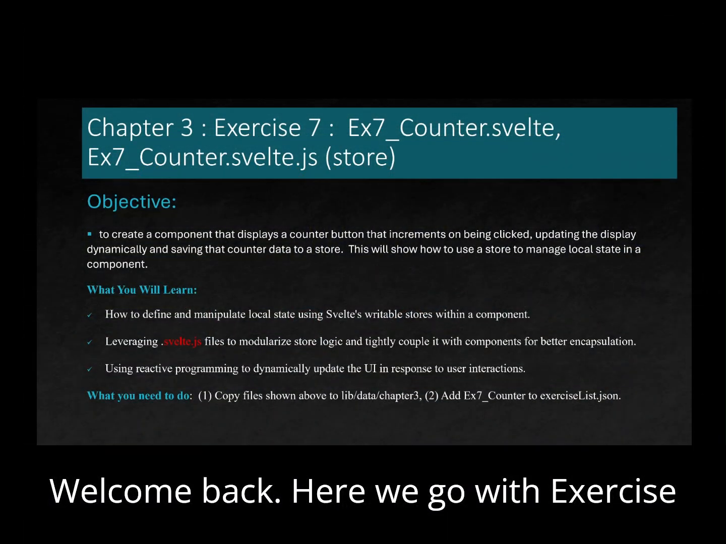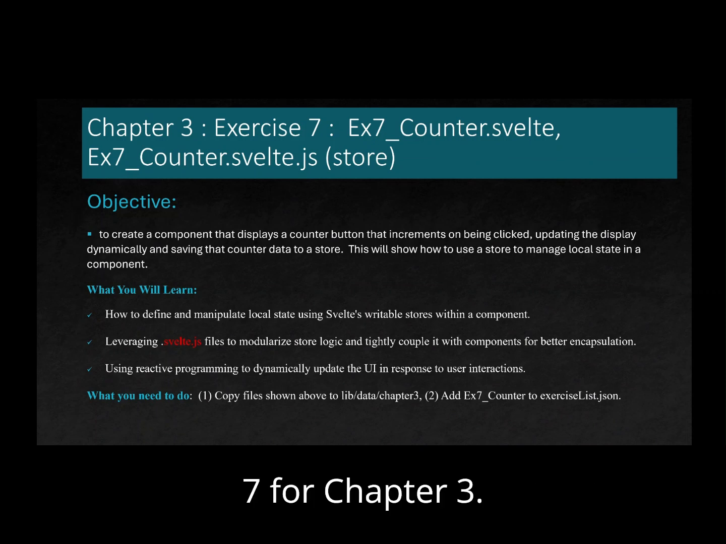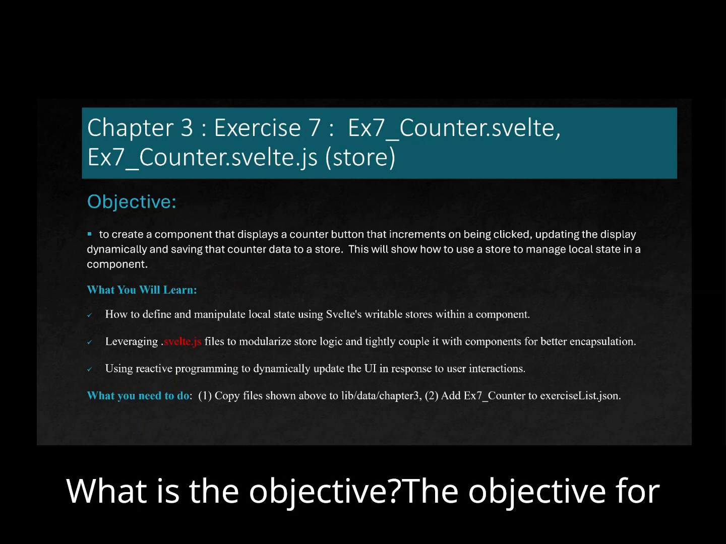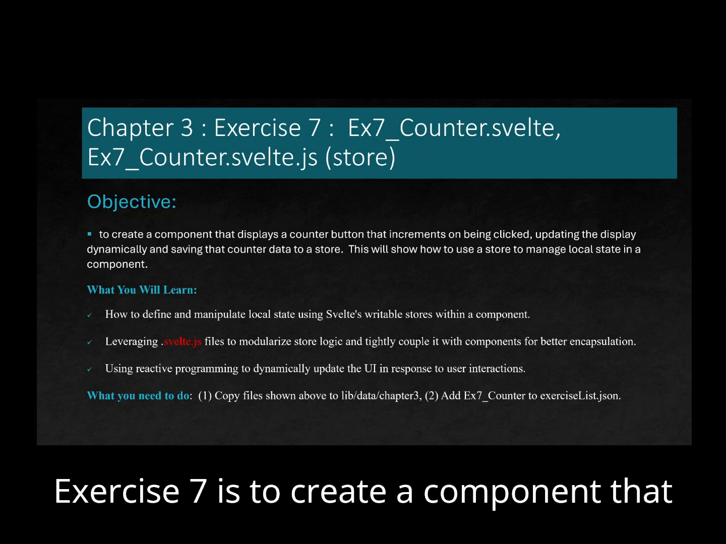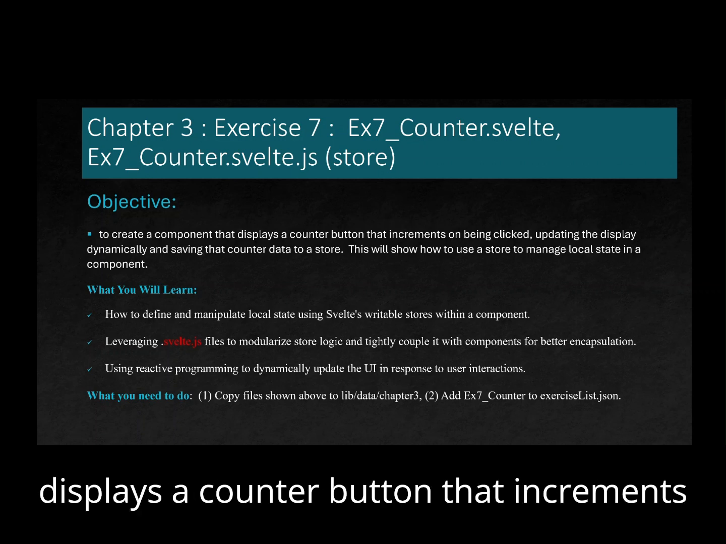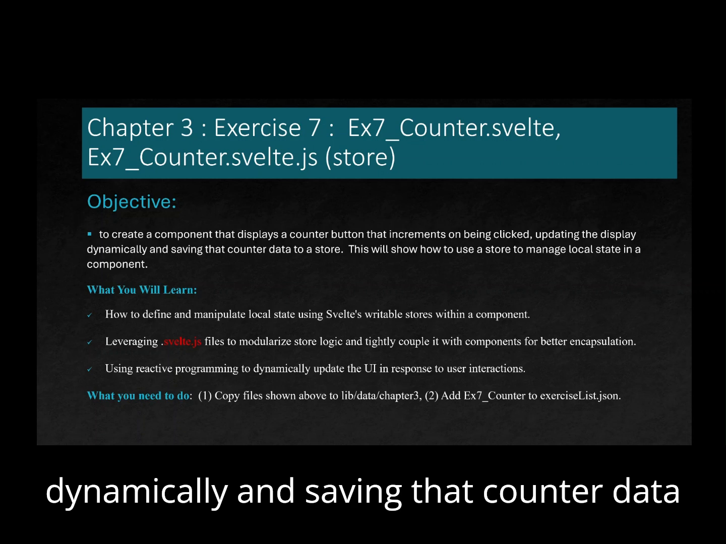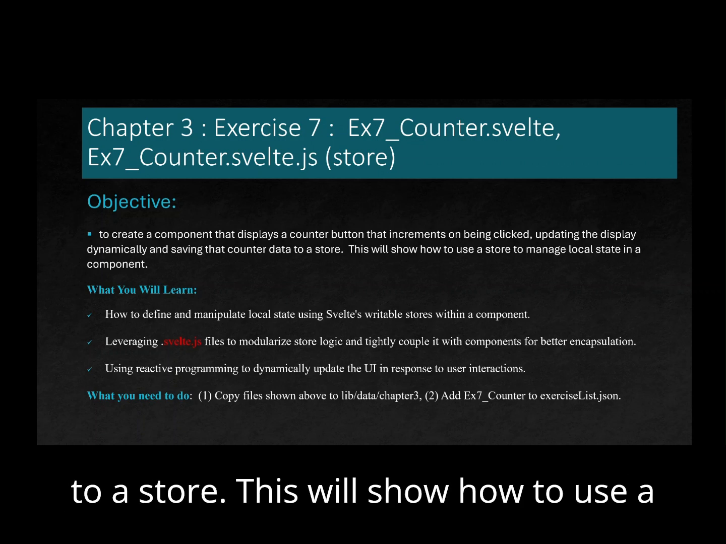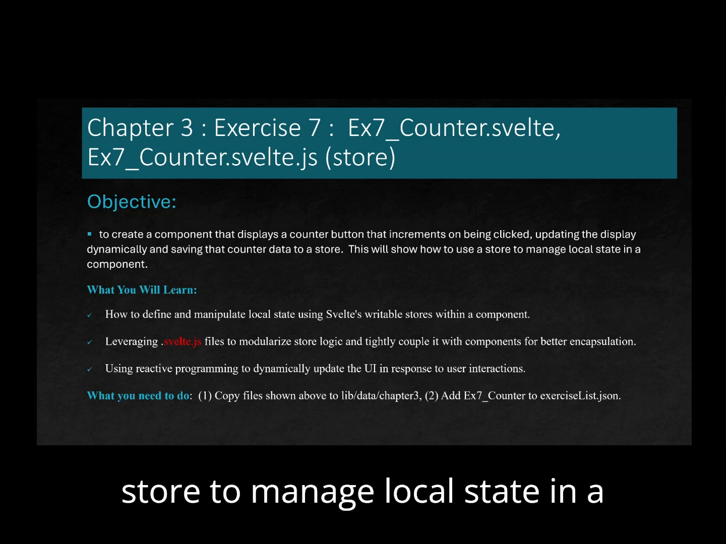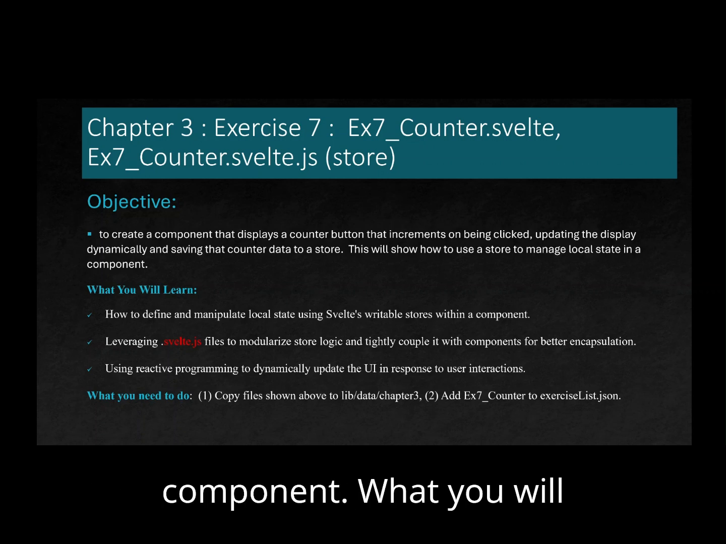Welcome back. Here we go with exercise 7 for chapter 3. What is the objective? The objective for exercise 7 is to create a component that displays a counter button that increments on being clicked, updating the display dynamically and saving that counter data to a store. This will show how to use a store to manage local state in a component.